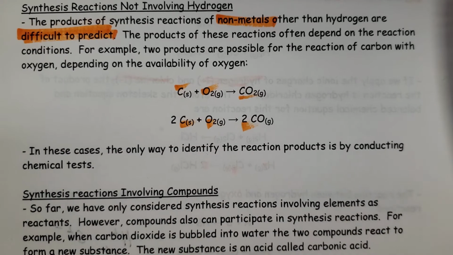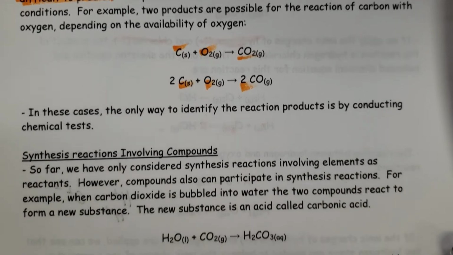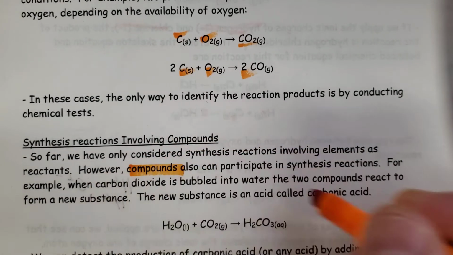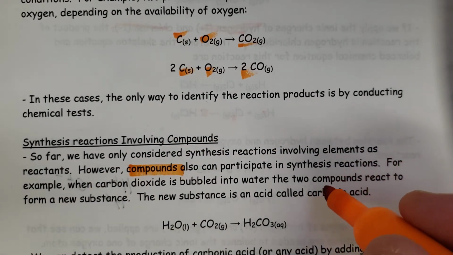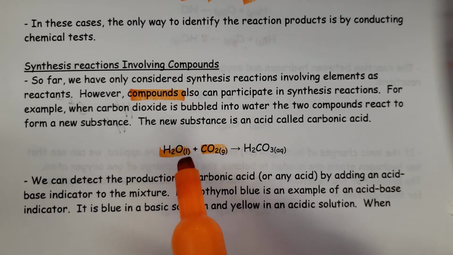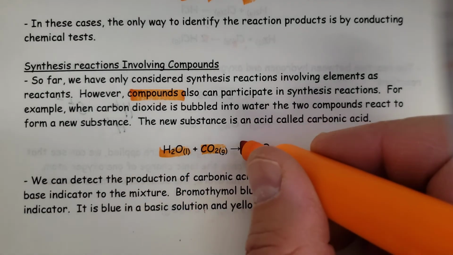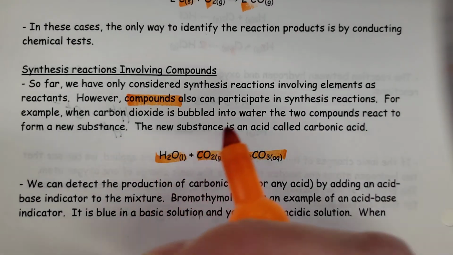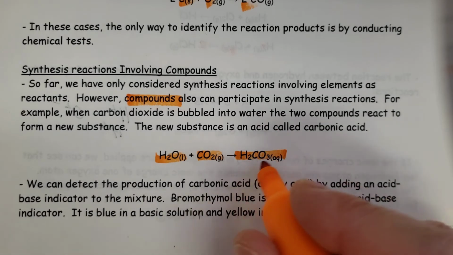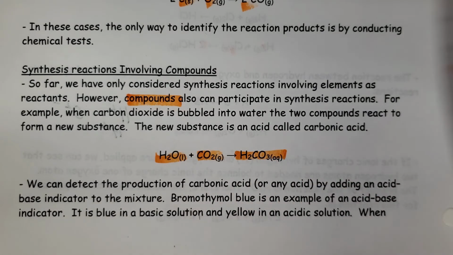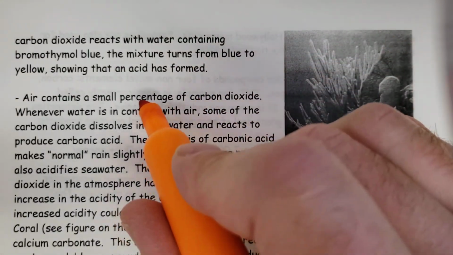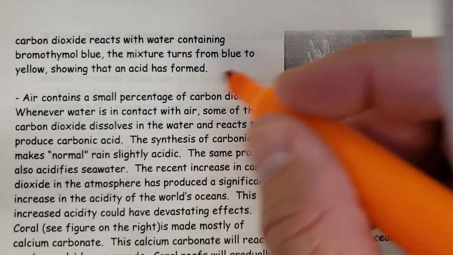Other compounds: so far we've only looked at elements coming together to form compounds, but we could have compounds coming together with other compounds. So for example, if we have water and CO2, there we have not individual elements but actual compounds, and it forms carbonic acid, a more complex compound. So we could use an indicator to show what is being formed there. So we have carbon dioxide reacting with water containing bromothymol blue. That's one indicator we could use.